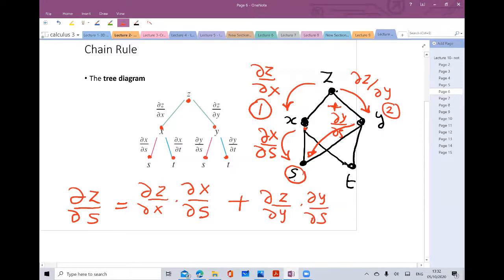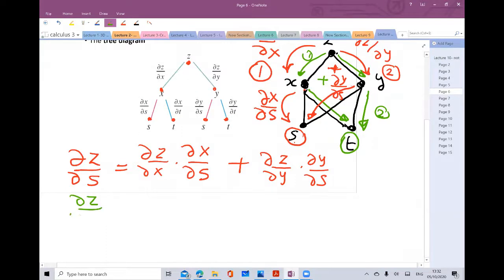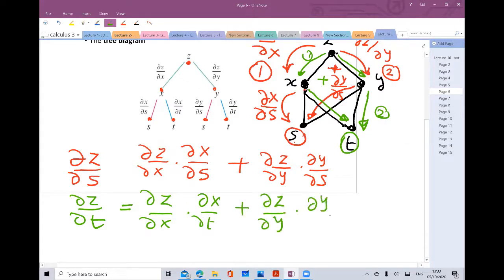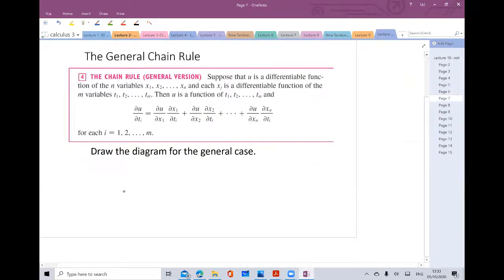Similarly, I could do it for the other independent variable t. How many branches? Also two branches. I could go like this: partial z partial x, partial x partial t, plus partial z partial y, partial y partial t. This is the second branch, okay? Now I could write the second form, partial z partial t, for the second independent variable. This will give me partial z partial x times partial x partial t, plus partial z partial y times partial y partial t. Okay, general chain rule.